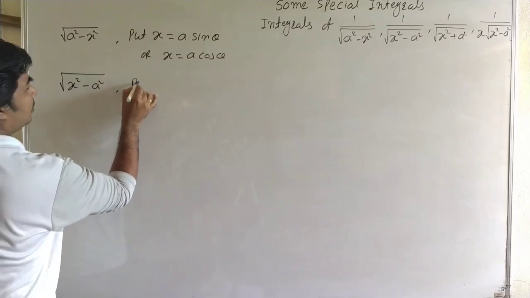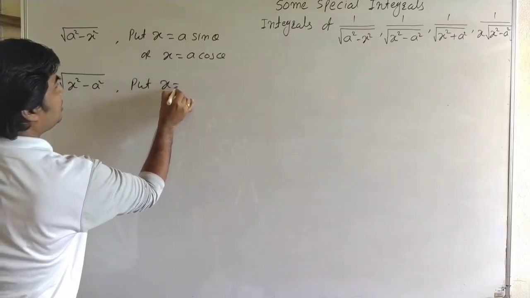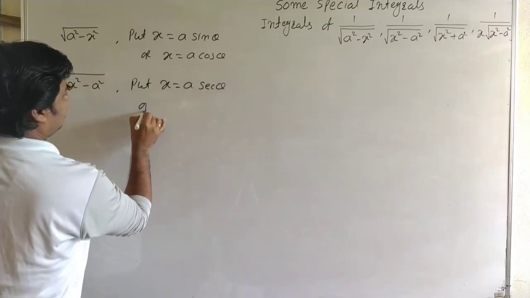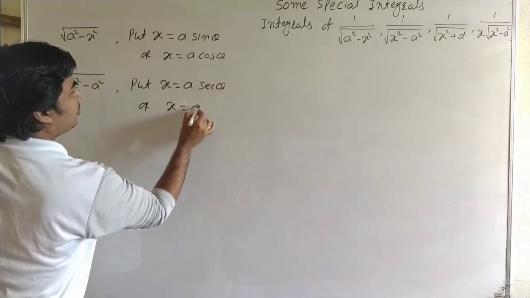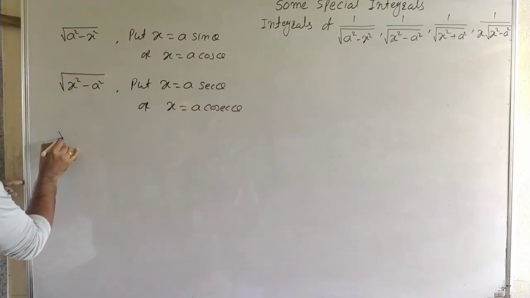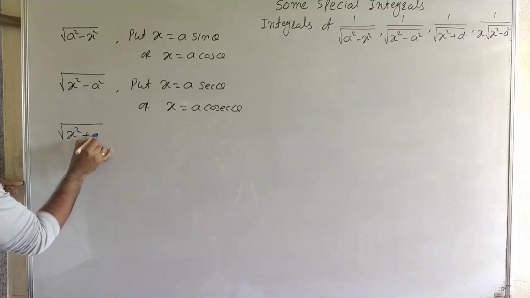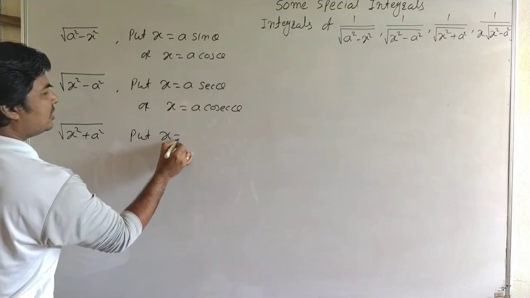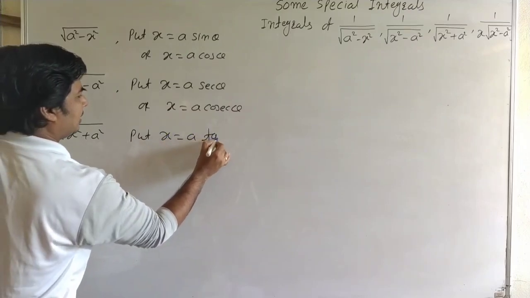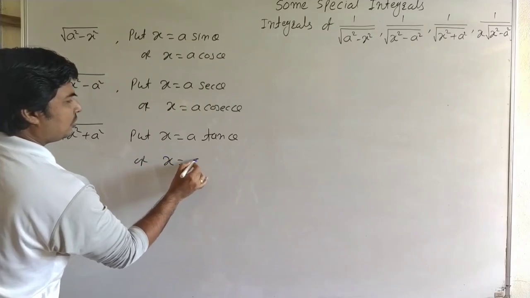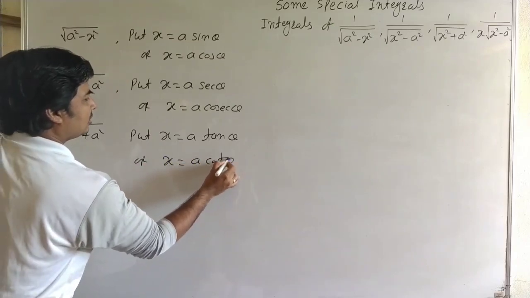Then the second substitution, under root of x square minus a square. Here put x is equal to a sec theta or x is equal to a cosec theta. For under root x square plus a square or a square plus x square, here put x is equal to a tan theta or x is equal to a cot theta, okay.